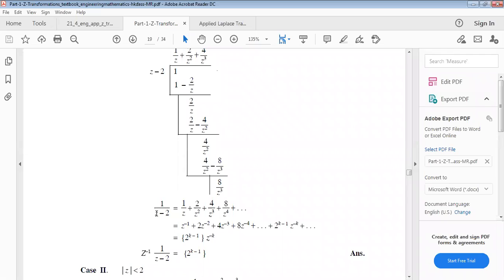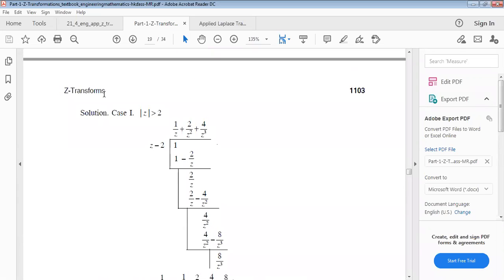Z inverse of this can be written as just this sequence only, but the Z transformation of this sequence can be written as this. Okay, the transformation of this sequence can be written as this. So what will the inverse be? The inverse Z transformation of this will be only the sequence. This is the result, but this is for case one.